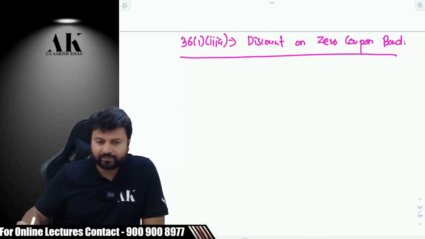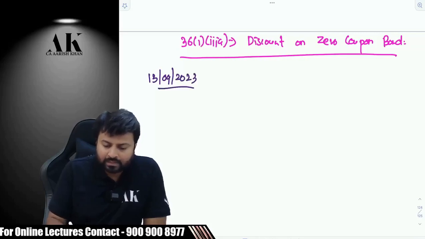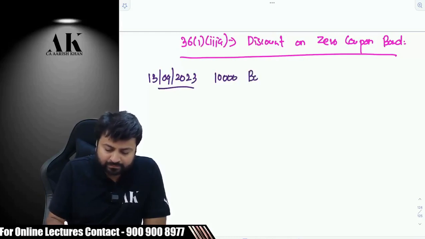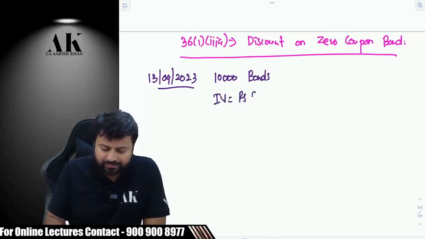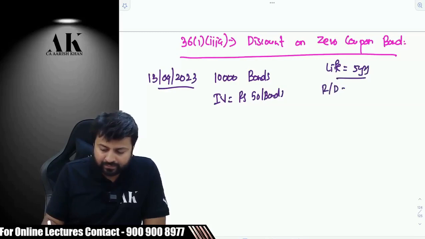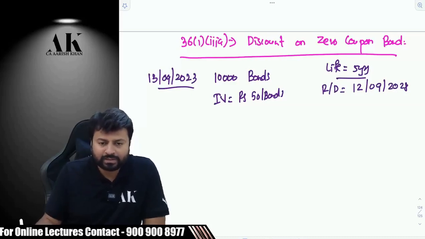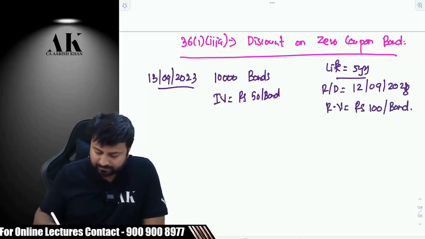Now, listen carefully. Suppose, for example, on 13th of September 2023, I am a company issuing 10,000 bonds. The issue value of one bond is, say, rupees 50 per bond. The life of the bond is, say, 5 years, and therefore the redeemable date of the bond after 5 years would come to 12th of September 2028. Agreed? Because the issue date is 13th of September 2023. Shall I go ahead? And suppose the redeemable value of the bond is rupees 100 per bond. Is it clear?